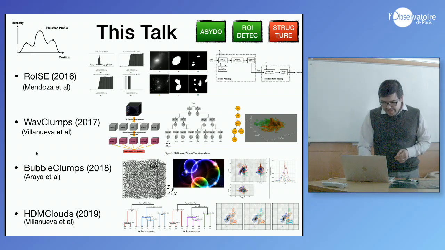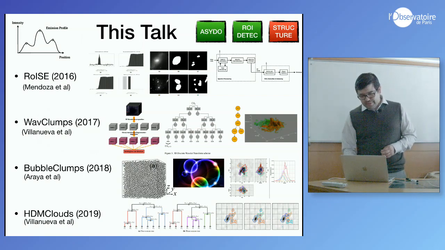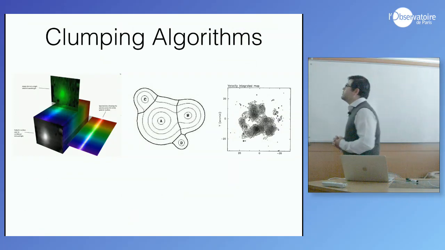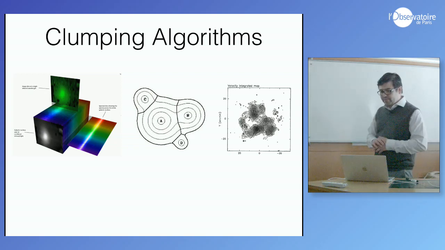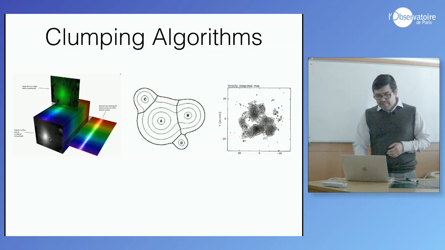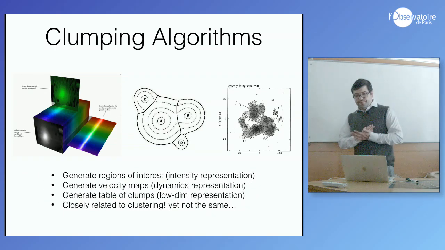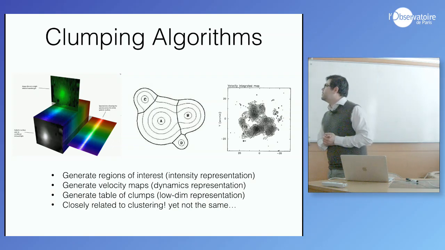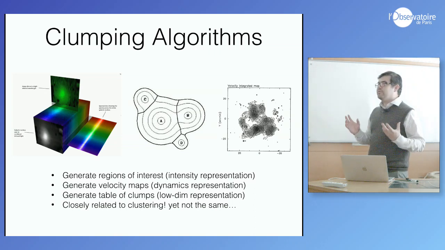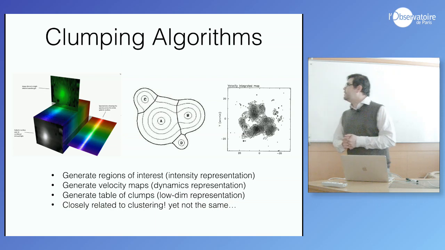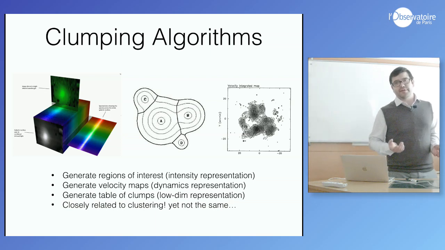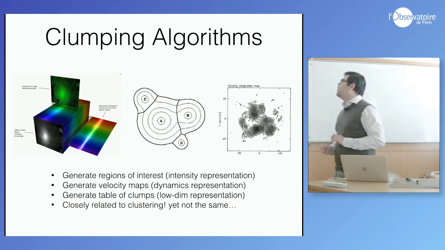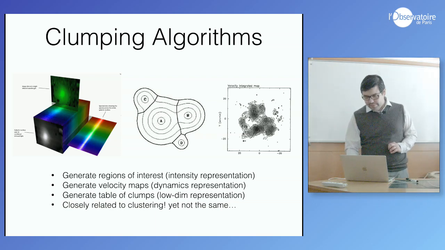I want to talk in much more detail about this representation, which is called bubble clumps. If you see the work that has been done for detecting structure in molecular clouds or even in galaxies, you will see things like clumping algorithms, trying to detect clumps not just in an image, but in the data cube. And you may generate the region of interest, but you want to generate also velocity maps and probably tables of clumps to make catalogs. And I just realized when I see the algorithms that this is very similar to what in machine learning we call clustering, but it's not exactly the same. So the question is how we can apply clustering algorithms to this problem.